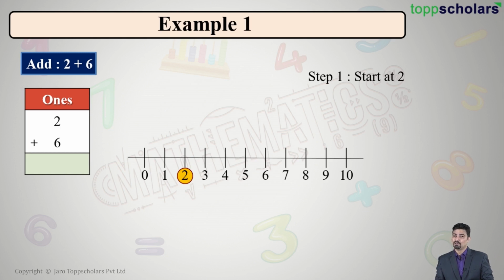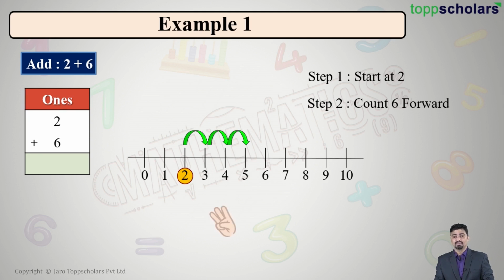We start at 2 on the number line. How many do we have to add? We have to add 6. So we have to count 6 times forward. Let us begin. We will be counting 6 times. So start. 1, first time.